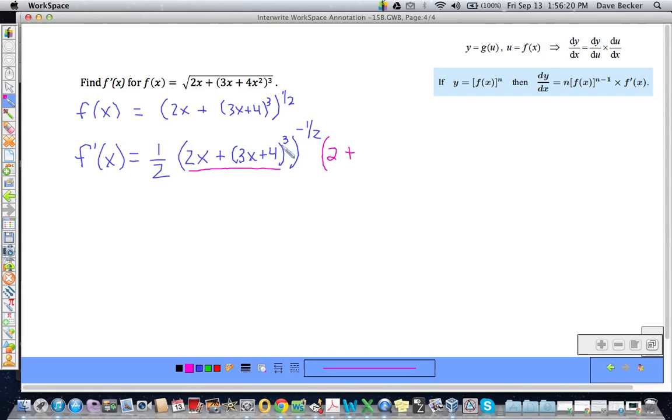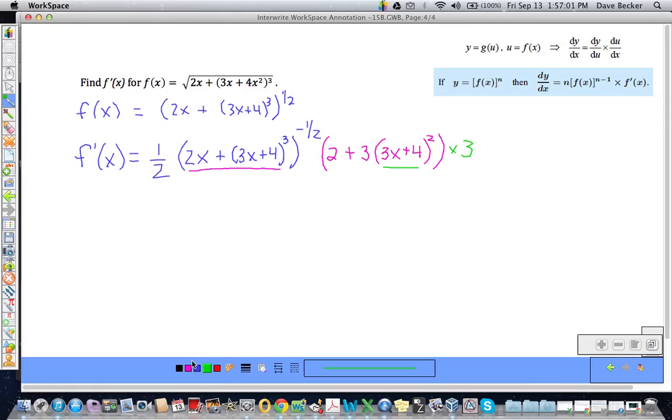So again, I have an outside function. The cube here is an outside function. So I'm going to bring that out in front of this parenthesis. Plus 3 times (3x plus 4), not doing anything to it because it's the inside. 3 minus 1 is 2, so that's going to be squared. And now I have to take the derivative of this inside, right here, 3x plus 4. And the derivative of 3x plus 4 is 3.